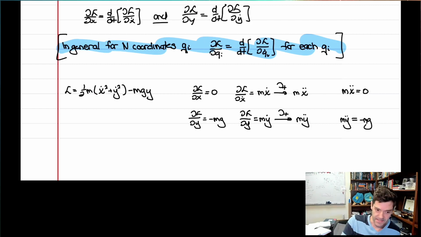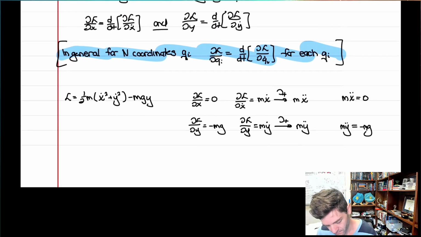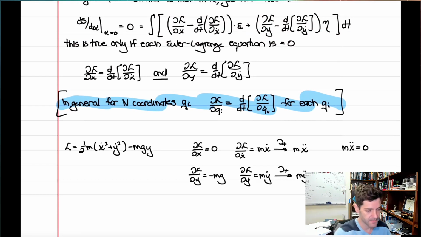And again, that's exactly what we would have expected for a ball thrown in the air without air resistance, that the acceleration is just equal to negative g, and you just get the good old kinematics equations from these two. So: multiple coordinates, multiple Lagrangians.